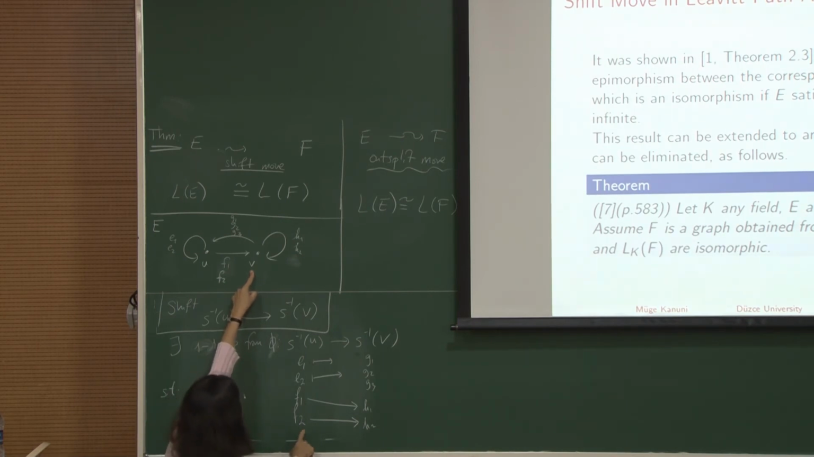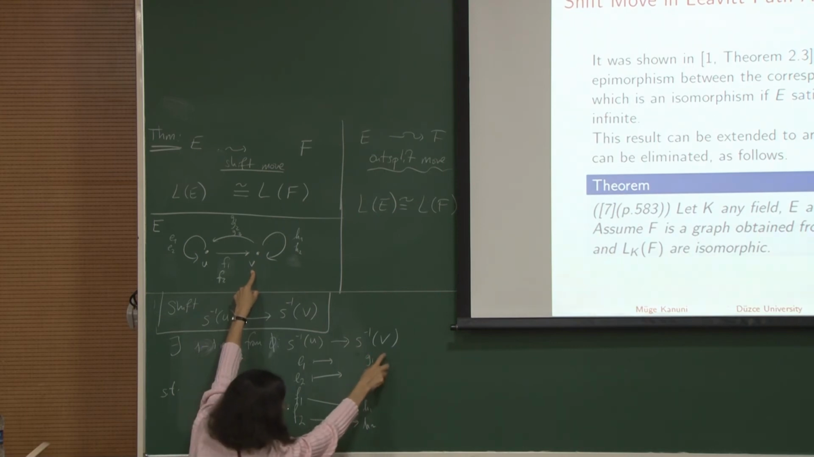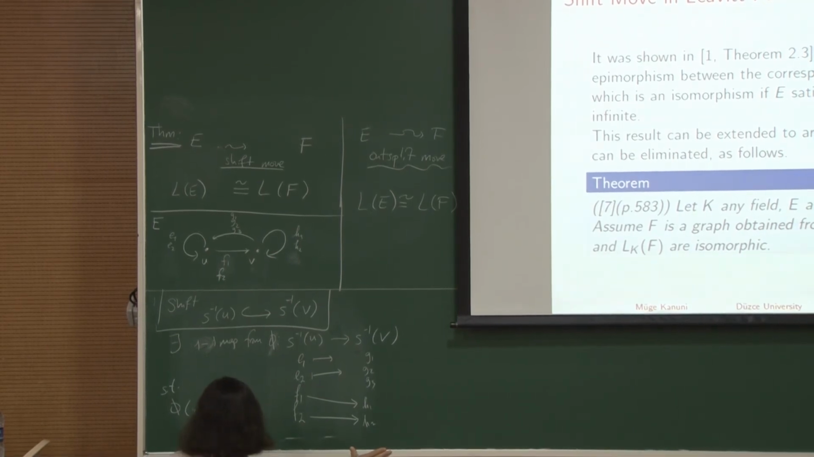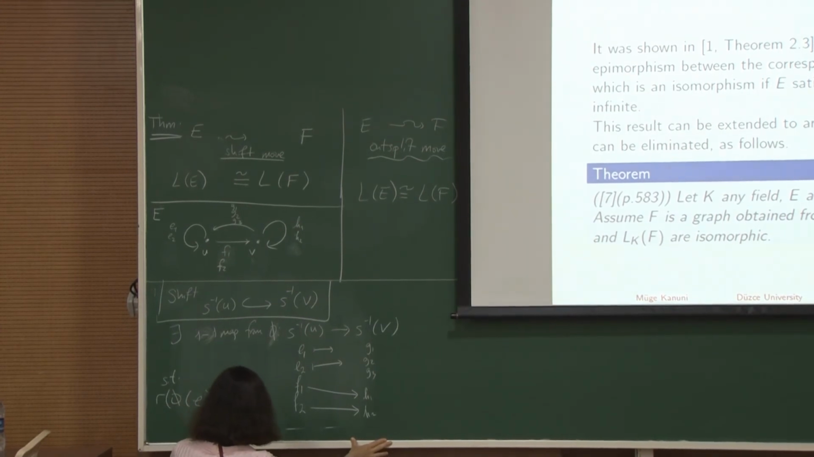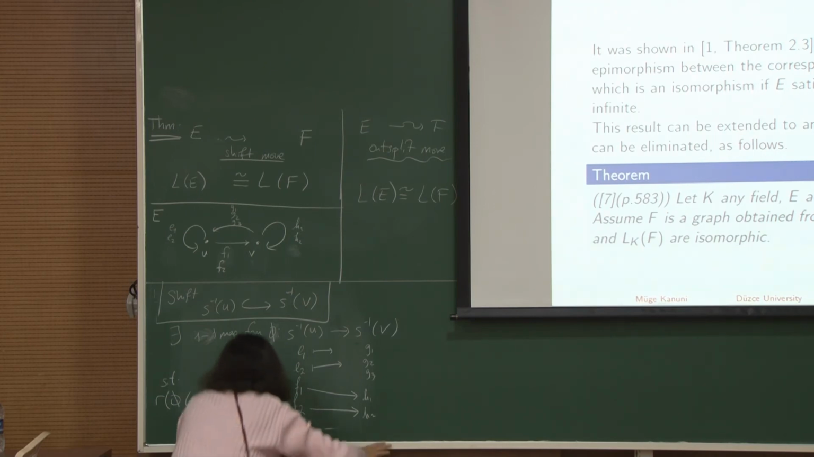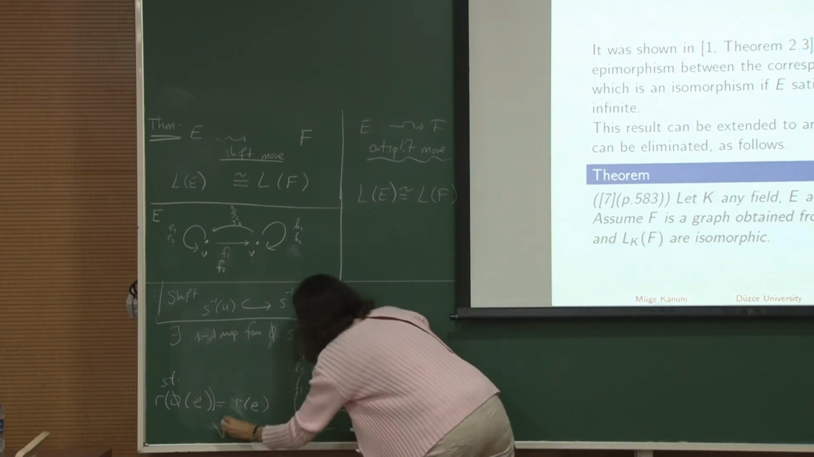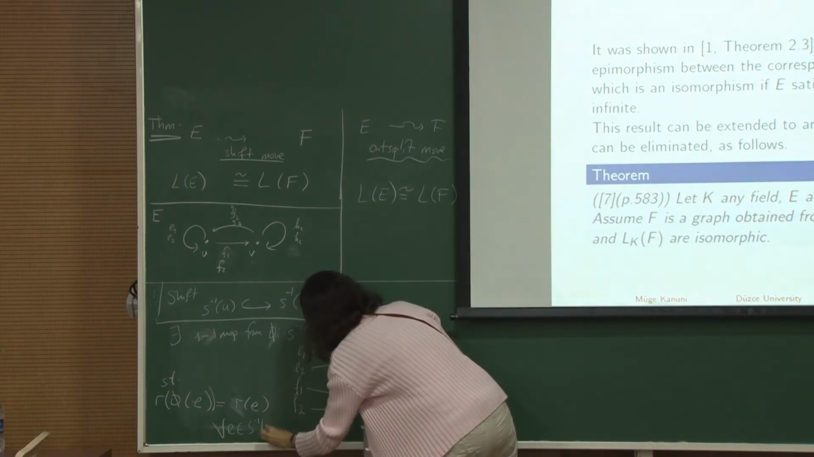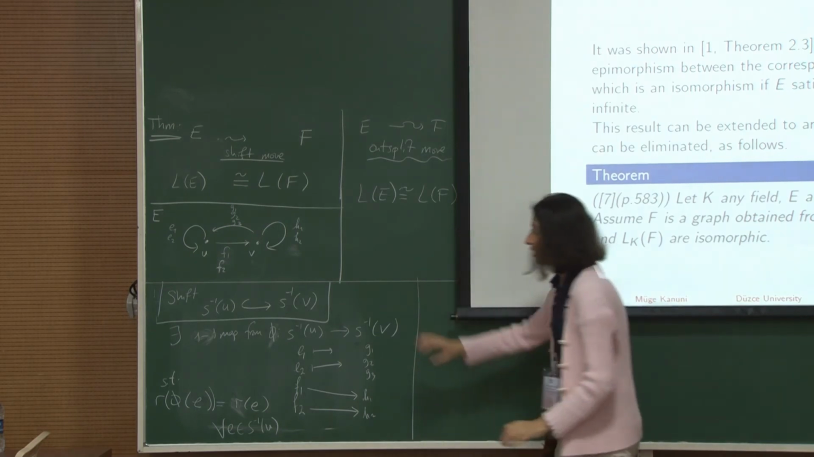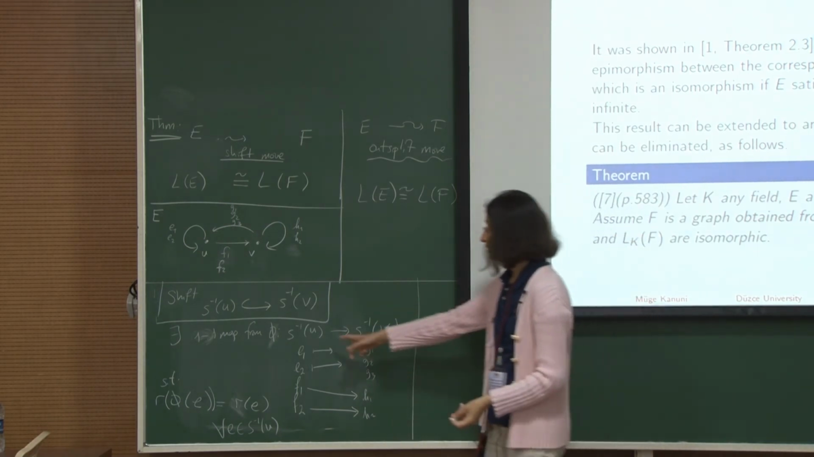So you have to map the edges that are emitted from U, but they have to have their endpoints in V, such that the range of phi of E is equal to the range of E. That has to be also preserved. Once you have such a map, then you can perform the shift move from U to V.